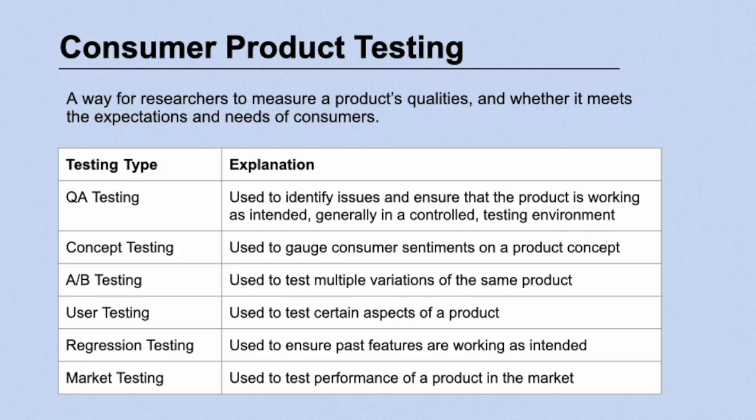However, consumer product testing comes in many various forms. For example, concept testing is one form where consumer sentiments on a product concept are gauged. Another very popular example is A/B testing, where researchers test consumers' preferences across multiple designs. For example, Google tests different layouts, colors, and features on its search engine to determine which version performs better. In reality, almost every company we know uses some sort of consumer product testing.